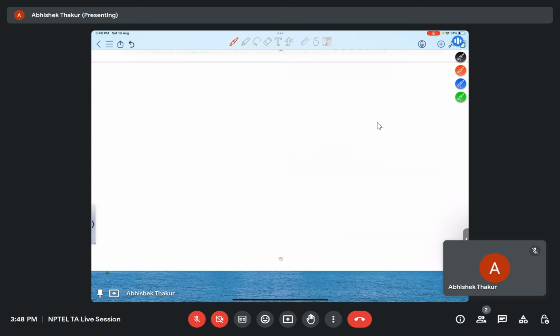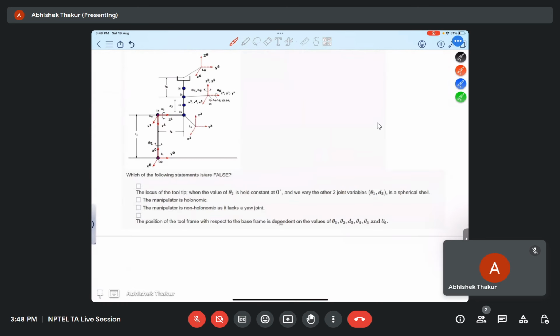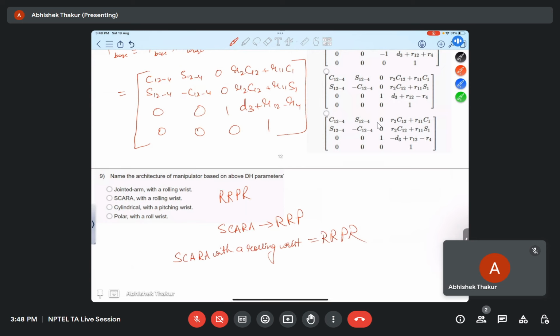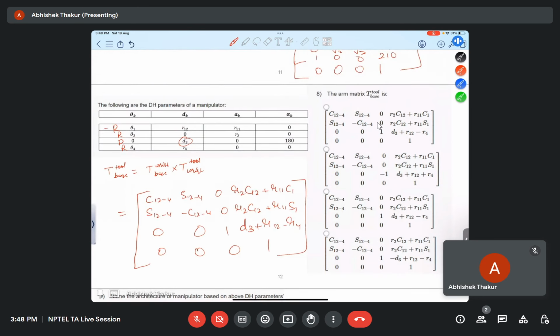So now we'll move on to the last question. Here you can easily see from the DH parameters that it has the RRPR architecture, thus eliminating cylindrical joint arm and Cartesian architecture. Both the polar and the SCARA robot can have RRPR architecture.